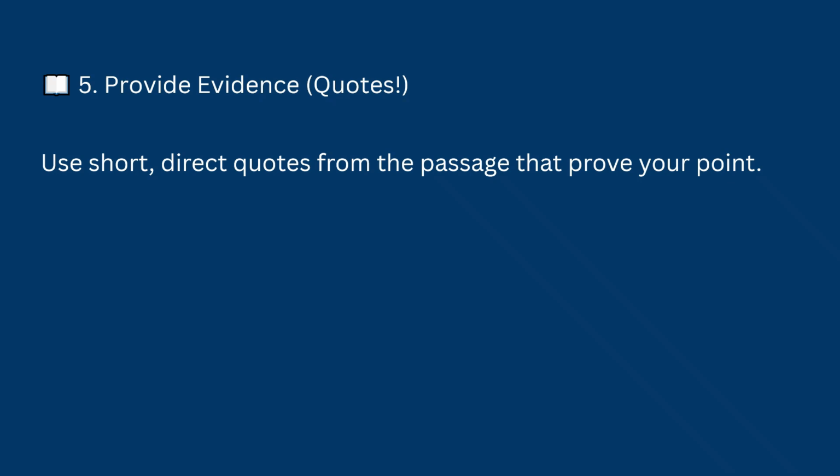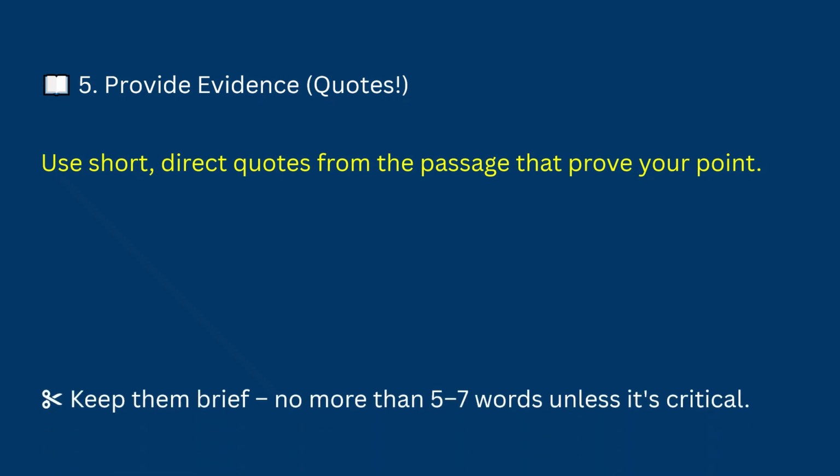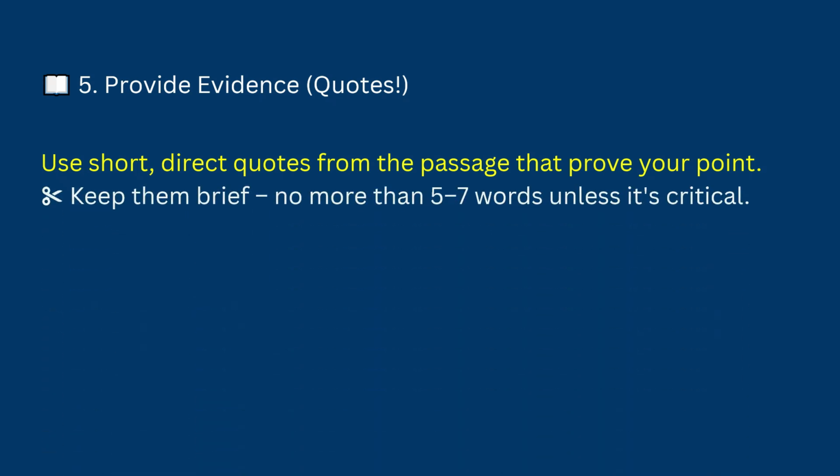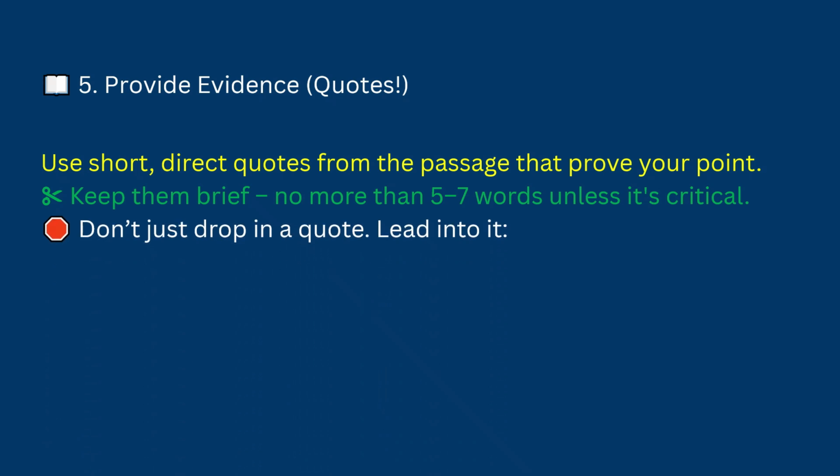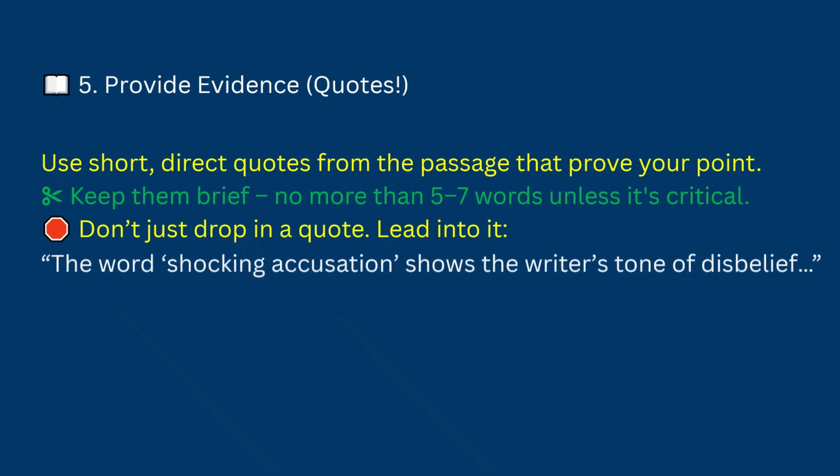Step 5, provide evidence, which means you've got to quote, but don't overquote. That's another issue that could lead to all kinds of problems. Rather, use short, direct quotes from the passage that prove your point. But remember, your point is more important, and it's important to craft that point and use the quote as evidence. Keep your quotes brief, no more than 7 words at the most, unless it's the most critical point in the entire comprehension passage. Don't just drop the quote though, lead into it. Here's an example.